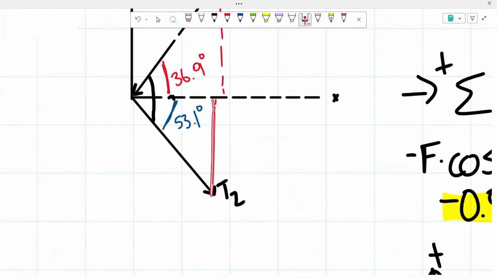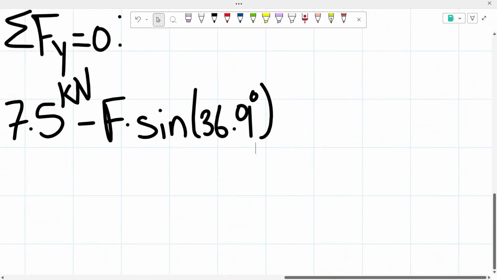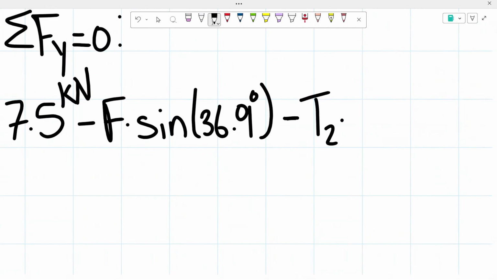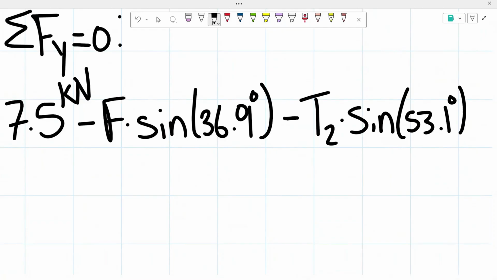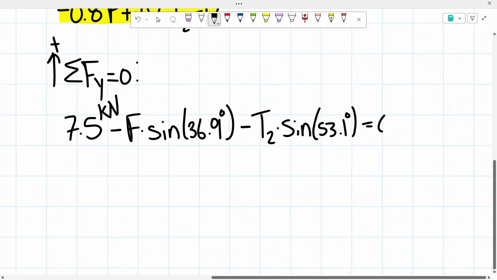And this time we're once again trying to find this side of the triangle. With correspondence to this angle, that is the opposite side of the angle. And we're also trying to find the hypotenuse side of that triangle. So once again, we could use sine. So once again, T sub 2 was looking downwards, so negative T sub 2 times sine of 53.1 degrees. And remember that all has to equal 0.